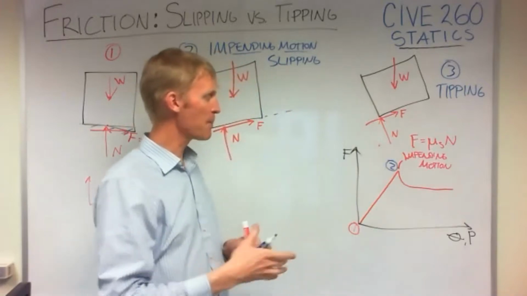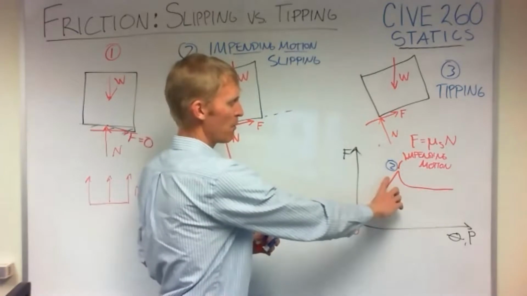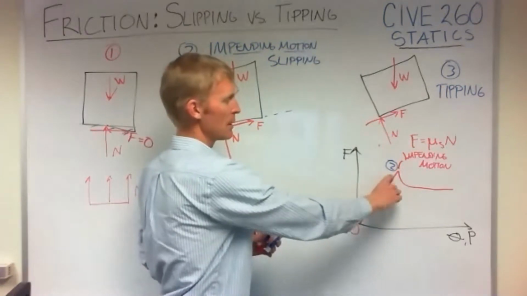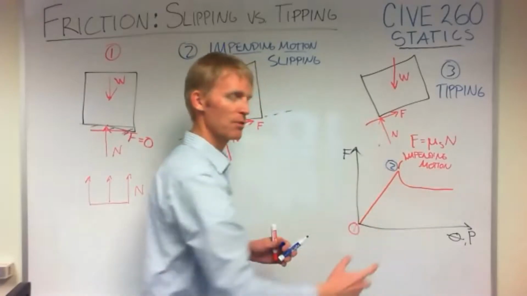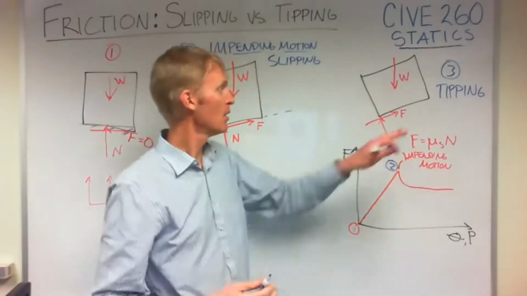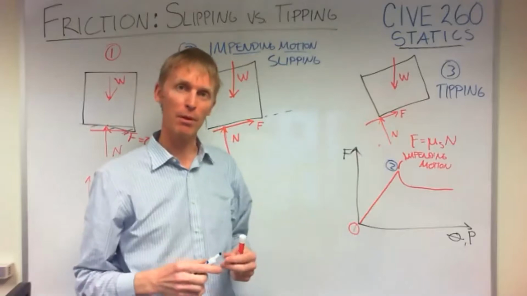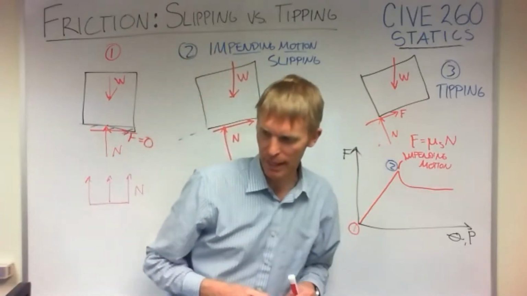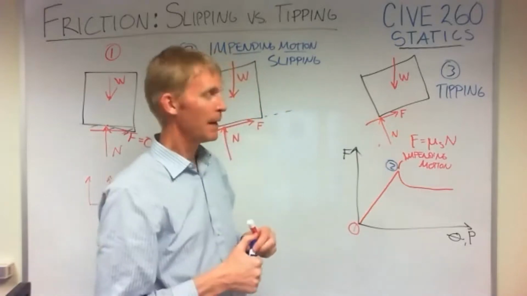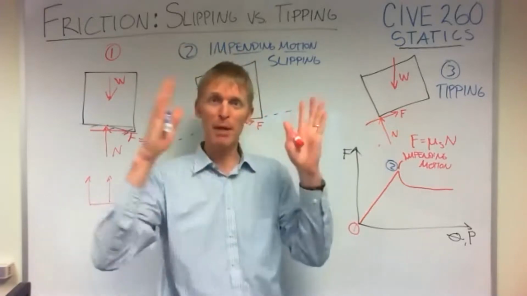So again, I got three options for you. It's going to be over here in this linear section, here at impending motion, and over here would be kinetic. Those three different phases of friction. Where would tipping happen? Okay, I had a guess of kinetic. Any other guesses before I reveal the big reveal?